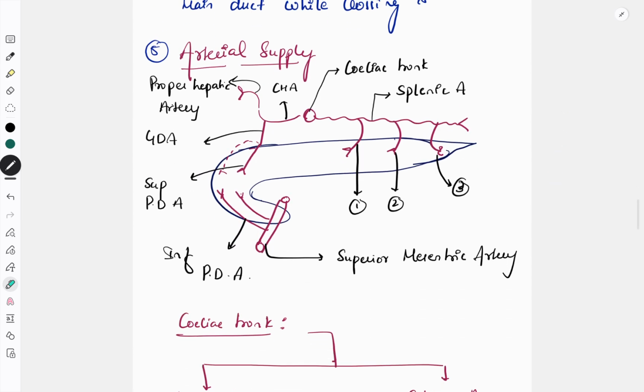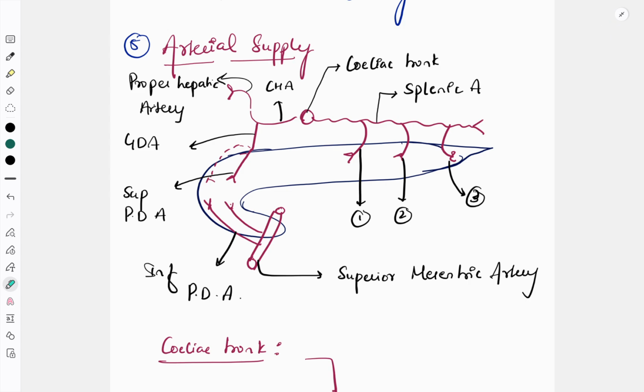Moving on to the arterial supply of the pancreas. Please do not mind my handwriting in this, but I hope it is understandable. So you have to draw this diagram. It is very important, and if you know this diagram, you can write everything on your own.